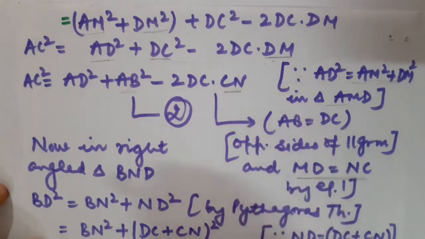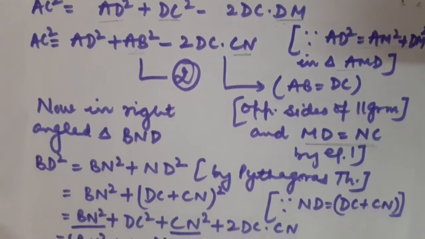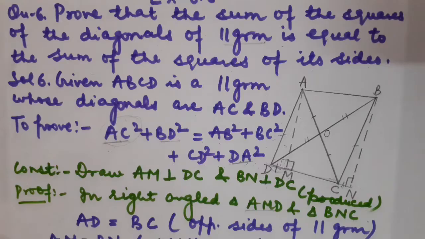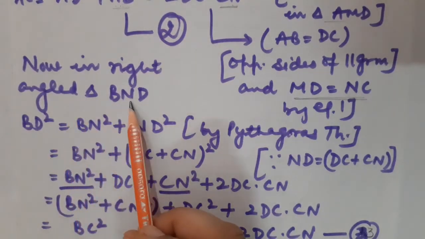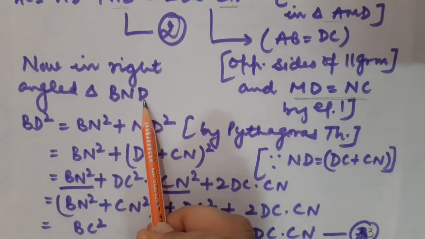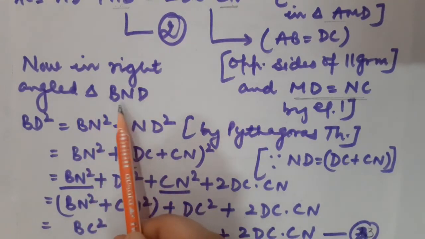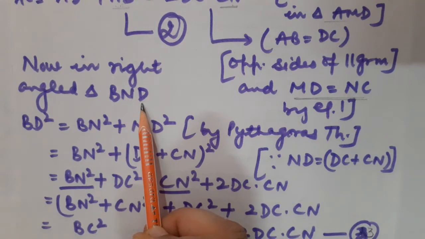Got it? So now children, let us reach the next right angle triangle. What else do I want? I want BD square on the left hand side. So definitely I will have to choose the triangle BND. Then and only then I can get BD square, right? So now in triangle BND, which is right angled at N, let us apply the Pythagoras theorem.